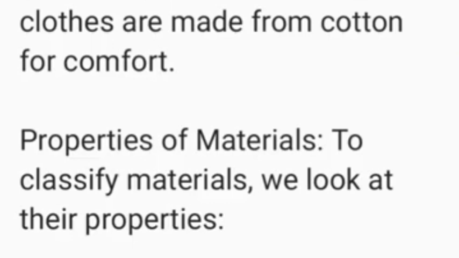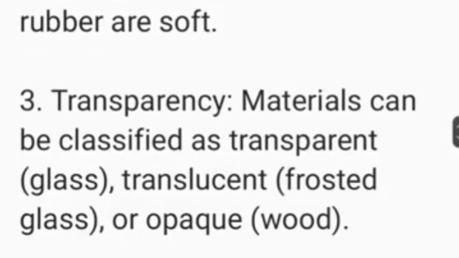Properties of materials. To classify materials, we look at their properties. 1. Appearance. Materials have different looks and textures. Some, like gold and silver, are shiny, while others, like wood, have a dull appearance. 2. Hardness. Materials can be hard or soft. Metals are generally hard, whereas materials like rubber are soft.